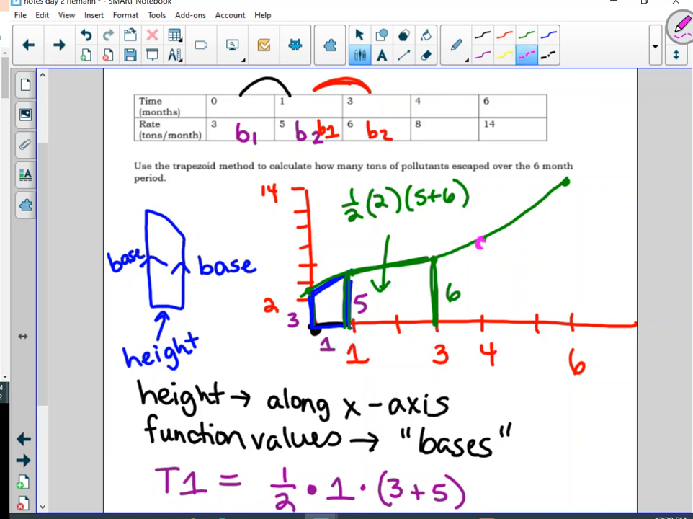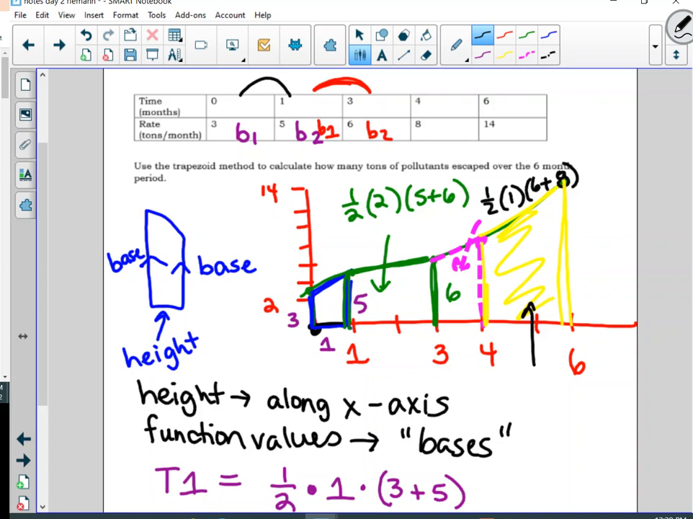Trapezoid number 3, right here, is going to be 1/2, 1, 6 plus 8. And then trapezoid number 4, here at the end, 1/2, 2, 8 plus 14.